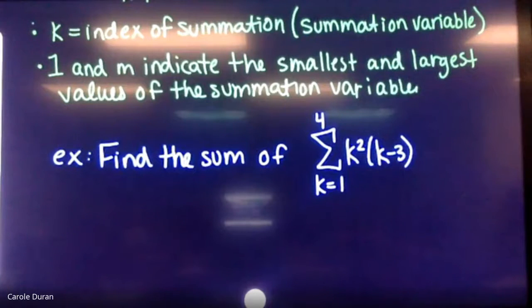Okay, example 1 is on the board. It asks us to find the sum of the rule that follows this summation notation from terms 1 through 4. It's going to take a lot of space. No, 3 lines.